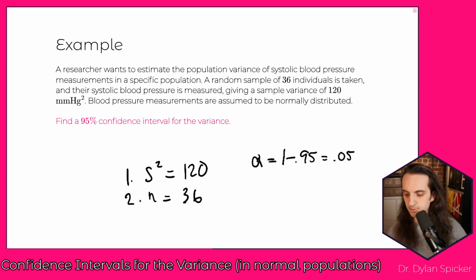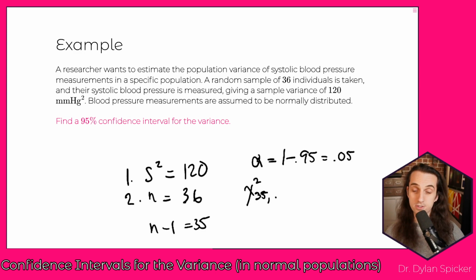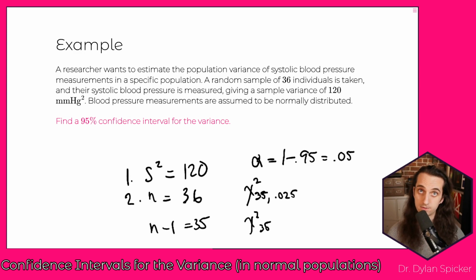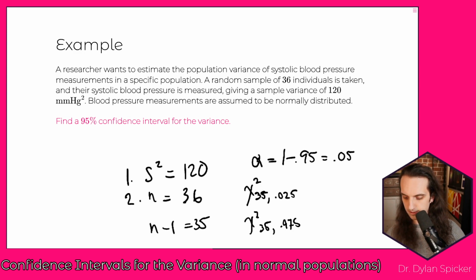And then in this case, we need two critical values, right? We're going to need the chi-squared critical value where we take alpha over 2, so that's 0.025. And they're always going to be coming from the chi-squared n minus 1 distribution. So n minus 1 is 35, so that's going to be the chi-squared 35. The first critical value is at 0.025. But we're also going to need the chi-squared 35 at 1 minus alpha over 2, and 1 minus alpha over 2 in this case is 0.975, where this is 1 minus 0.05 divided by 2, okay?